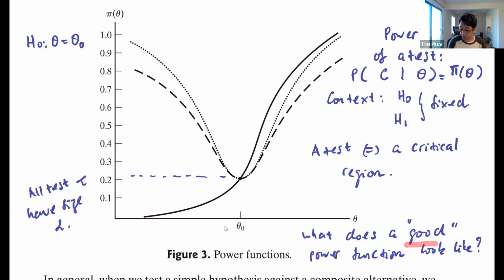So maybe it's still a bit of a jump, but now can you tell me what does a good power function look like? By the way, where's theta 1? Where's the alternative here? Exactly, I haven't shown it yet. It could be anywhere. So now let's suppose that this is the alternative.